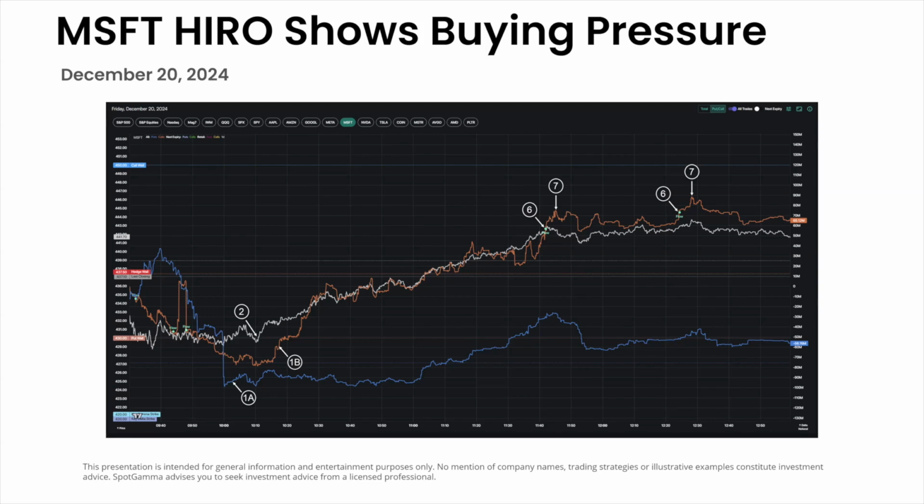A second flow alert and call peak pattern, that's the second labels 6 and 7, appeared around 12:30 p.m., and Microsoft began to reverse lower. This was the time to exit any remaining long positions.